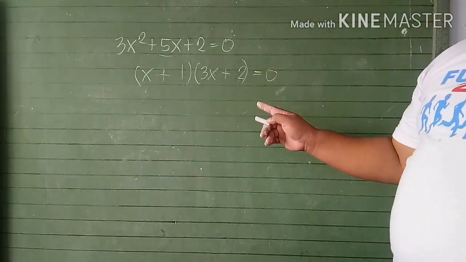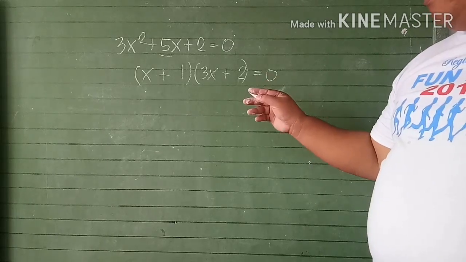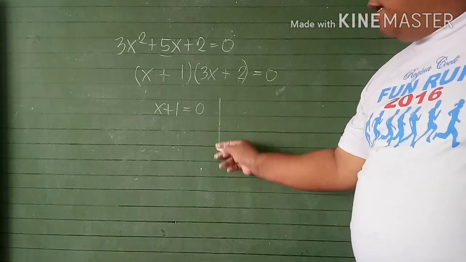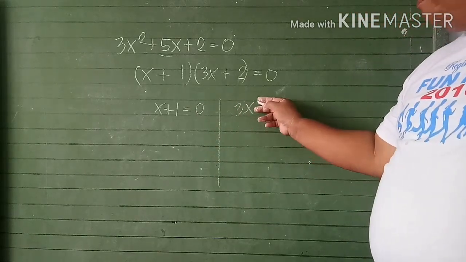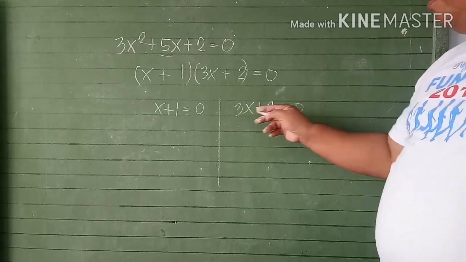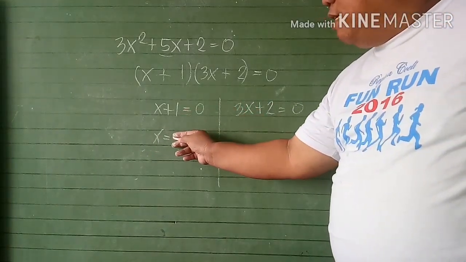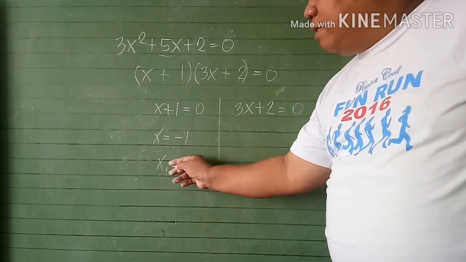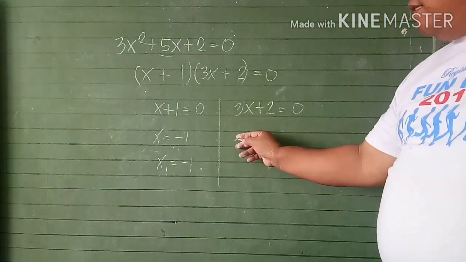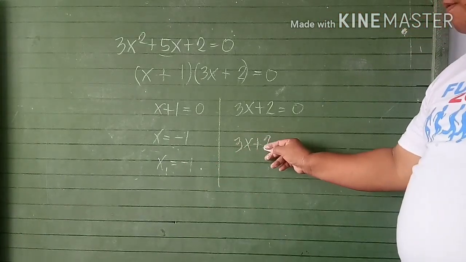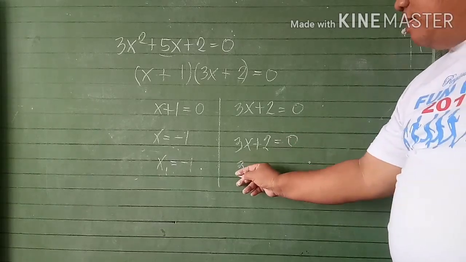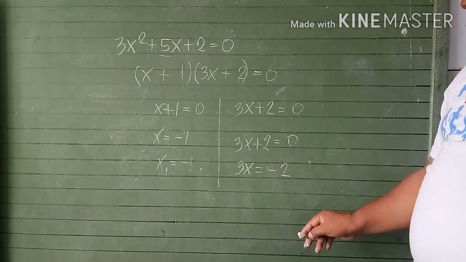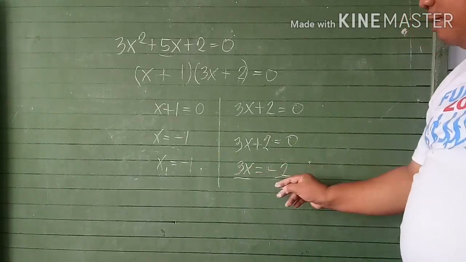the outer terms. So let us now equate these two quantities. So x plus 1 is equal to 0, and then 3x plus 2 is equal to 0. Solving this one, we have x equals negative 1 by transposing 1 to the other side. So x plus 1 equals 0 becomes x equals negative 1. And then 3x plus 2 equals 0. So 3x, transpose this 2 to the other side, this becomes negative 2.